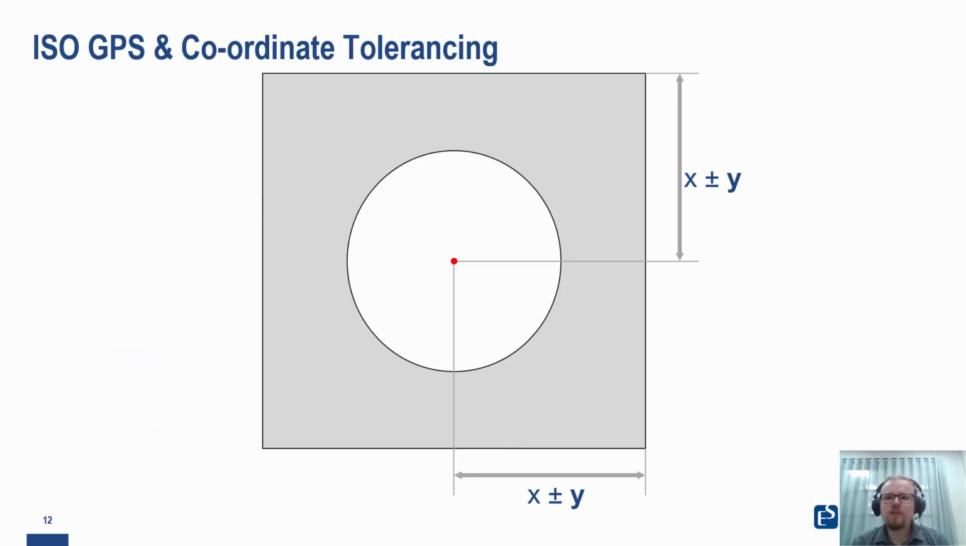So what does this look like in practice then? So if we were to compare coordinate tolerancing for the hole and ISO GPS for the hole. So we've got our coordinate tolerancing on the slide at the moment. You can see that we've got two tolerances, two dimensions in the two different directions. So what we're saying with these two tolerances is that the central axis of our hole, marked with a little red dot, can be anywhere inside this rectangle here.